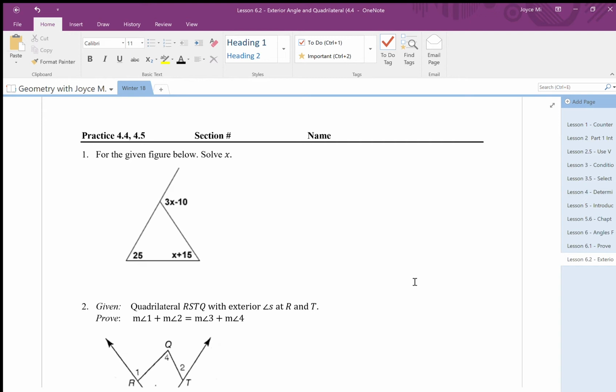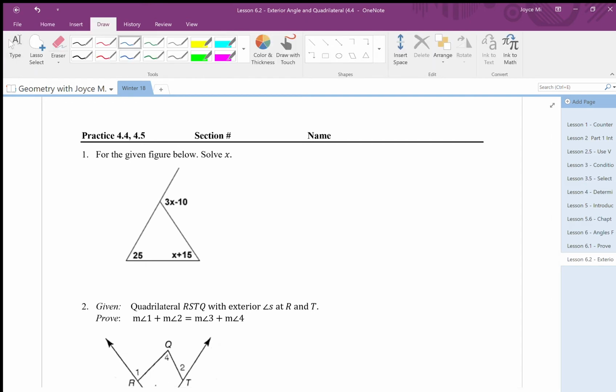One of the problems in the practice is solving for x in number 1 right here below. Before I go over this question, let's discuss what an exterior angle is in a triangle. If I give you a triangle, I don't care what it is, I call it ABC. To make an exterior angle, I can extend any side of the triangle. I could extend this way, this way, or this way. So you can extend one side of the triangle to get the exterior angles.